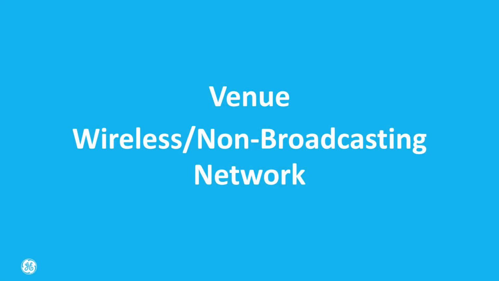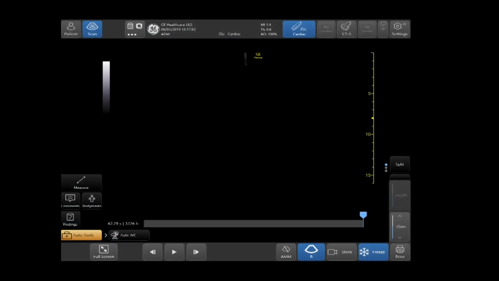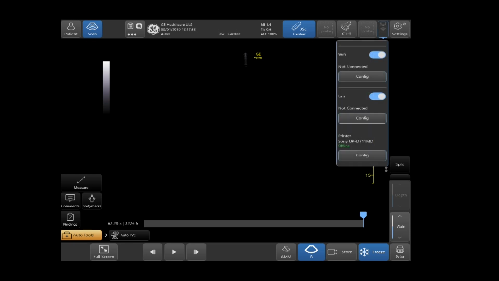We're going to be going through connecting to a non-broadcasting network. In the upper right-hand corner, second icon in, you will see a networking icon. Go ahead and select it.